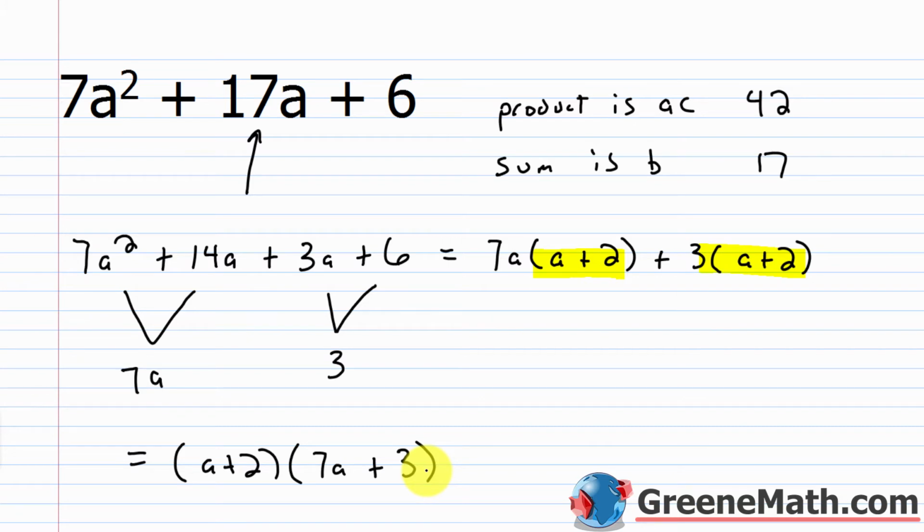And again, check this with FOIL. A times 7a is 7a squared. A times 3 is 3a. 2 times 7a is plus 14a. So 14a plus 3a would be 17a. And then 2 times 3 is 6. So you get 7a squared plus 17a plus 6.